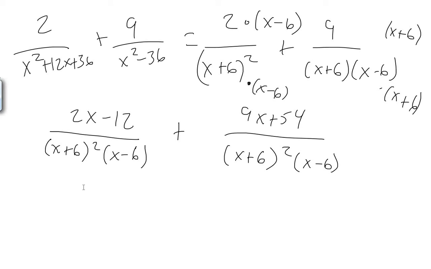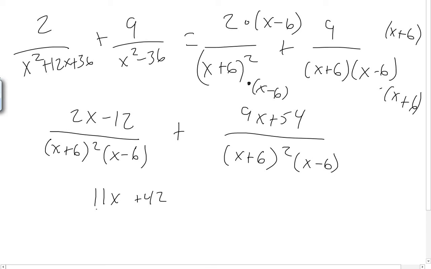So then what you end up with is, when you add 2x plus 9x gives me 11x. Negative 12 plus 54 is 42, positive 42, all over x plus 6 squared times x minus 6.